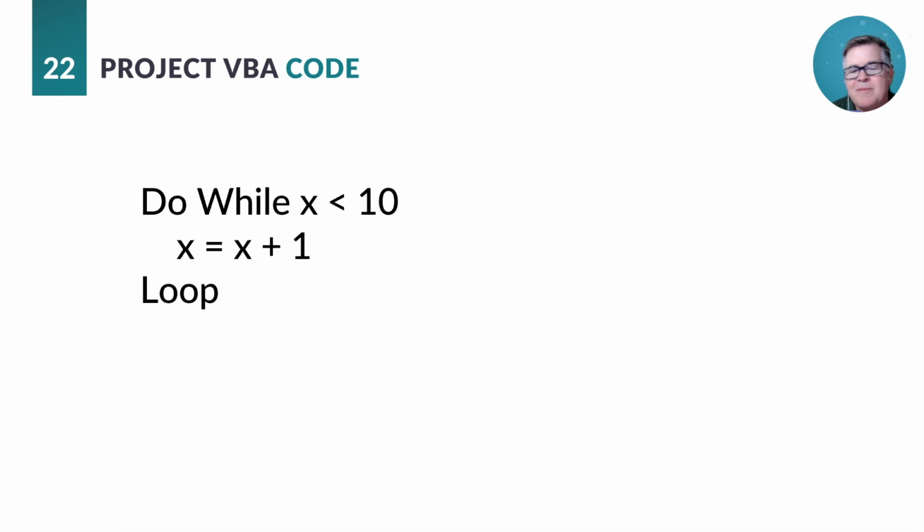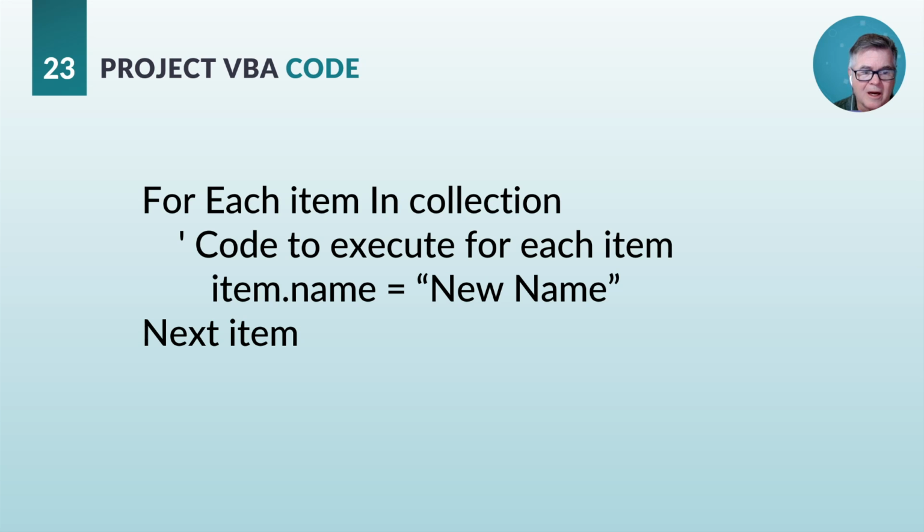All right, similar to the for next loop is the while loop. We have a do while x is less than 10, and then we're adding 1 to x. A do while loop is ended with the word loop, and it will loop until it's finished. There's also a do until construct, so you can look that up as well if you want. And another one, I talked a little bit about objects, and so objects are part of a collection.